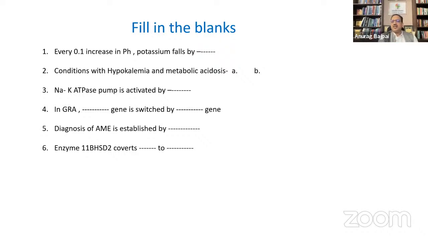So Dr. Rajiv and Dr. Dhwani are the highest in terms of the scores. Next time we'll do a quiz also, probably in this format.